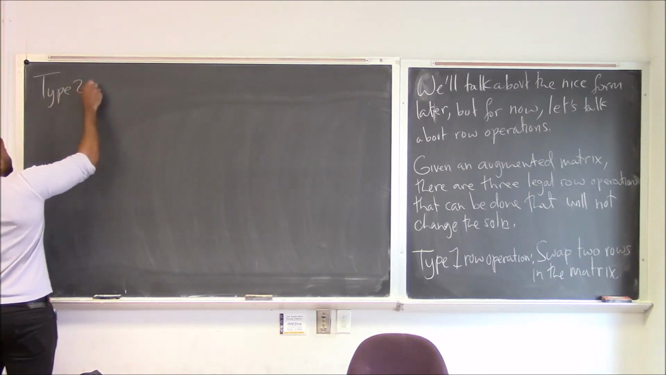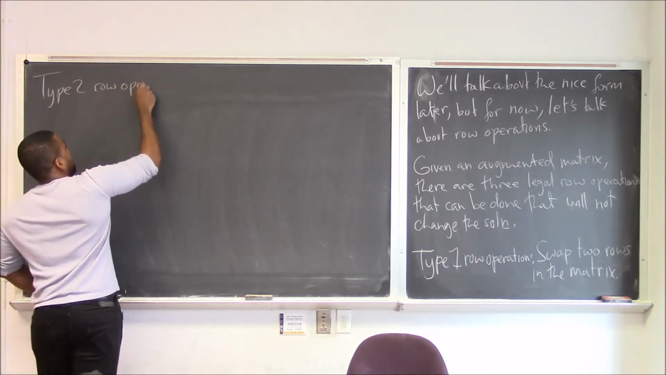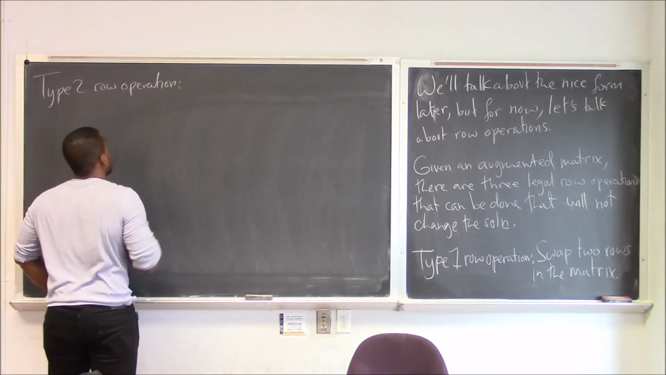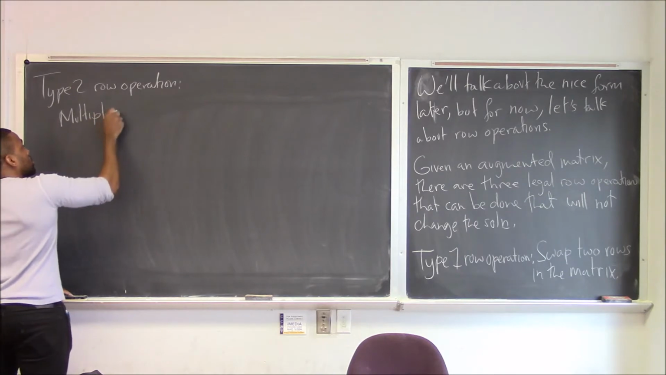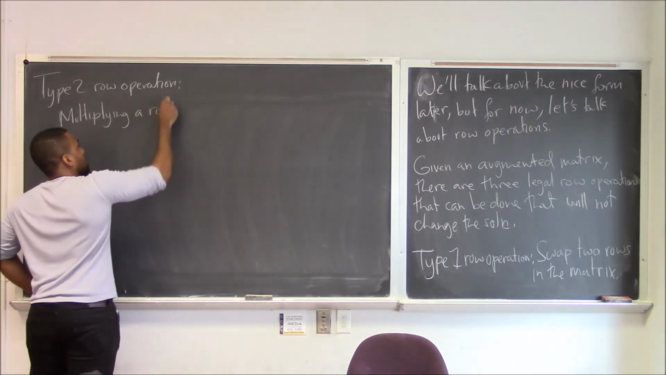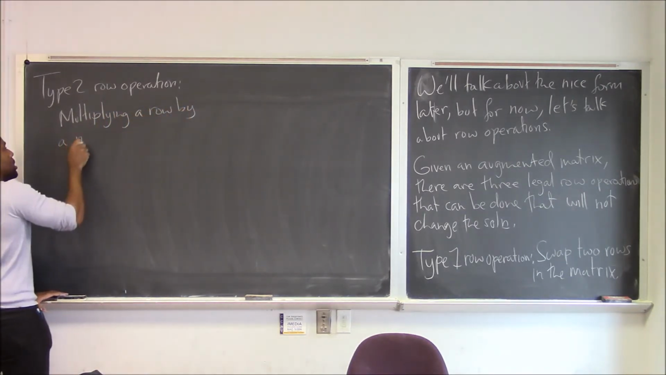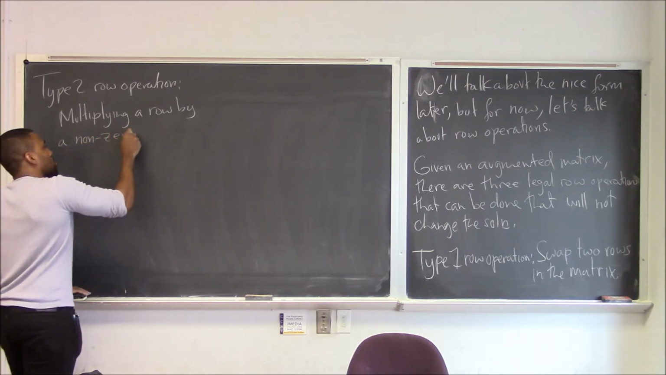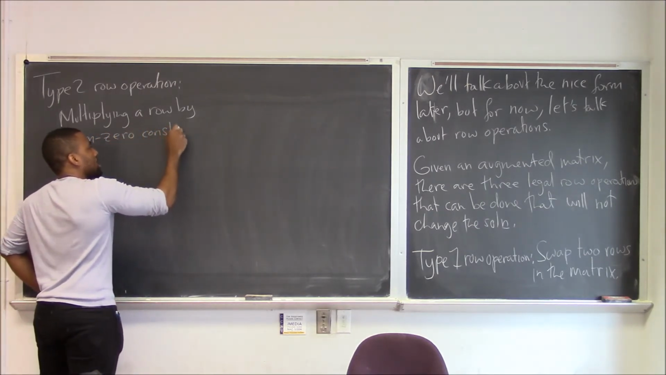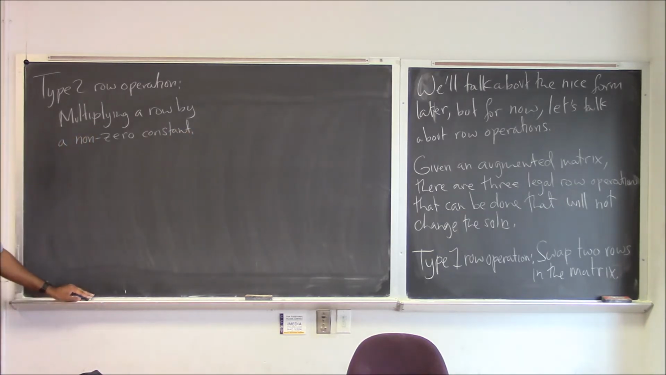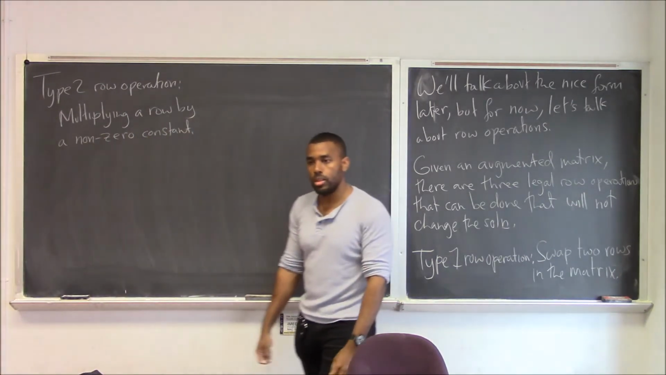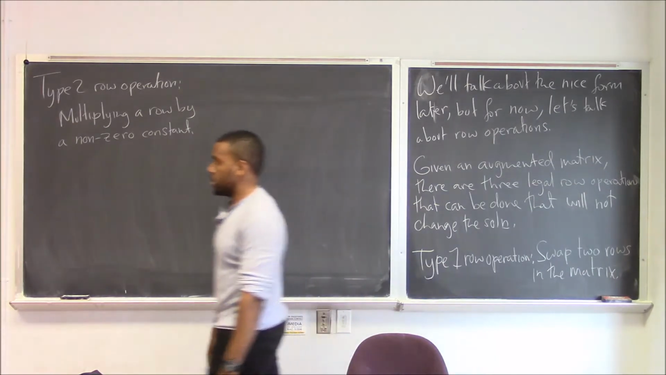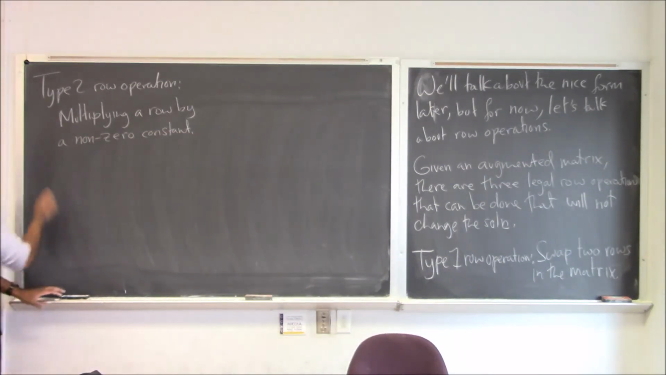This is what we call a type 2 row operation. And this is multiplying a row by a non-zero constant. I can multiply both sides of an equation by any non-zero number and not change the solutions of that equation. Therefore, I can do that to a row in a matrix without changing the solution of the system it represents. This is called a type 2 row operation.